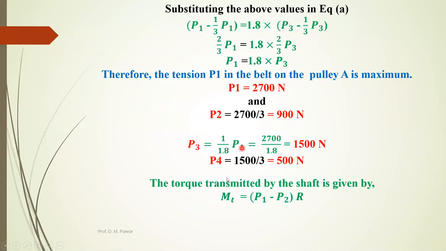So finally, to find out the torque transmitted by the shaft, MT is equal to P1 minus P2. Either we can calculate for any pulley, so we consider the pulley A. So P1 minus P2 into the radius of that pulley. By putting the values of P1 and P2, I will get the torque value as 225,000 Newton mm. So that's how we can calculate the torque on the shaft.